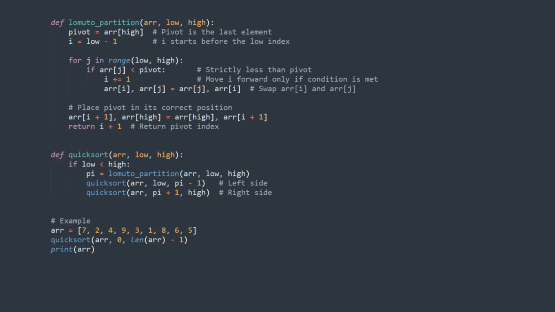j goes from low to high - 1, and whenever we find an element smaller than the pivot, we move i forward and swap the elements at the ith and the jth positions. Finally, we swap the pivot with the element at the i plus 1th position, placing it in its correct sorted position. Quicksort then recursively sorts the left and the right subarrays, and then the entire list is sorted.